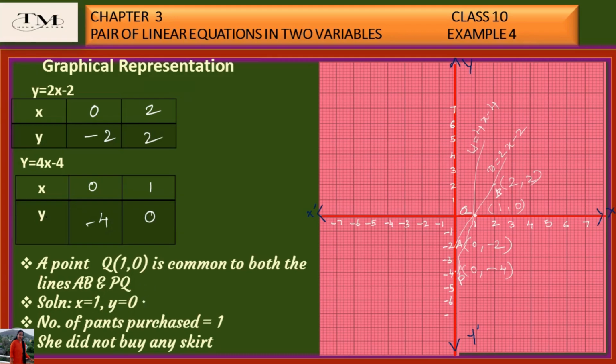So y is equal to 0 means she did not buy any skirt. She bought only one pant. I hope you can understand.